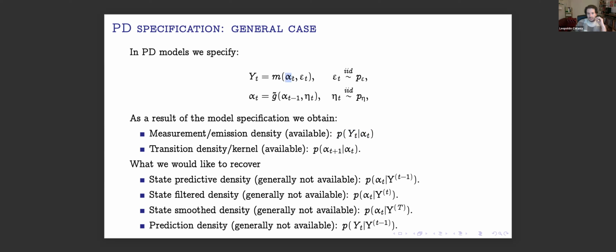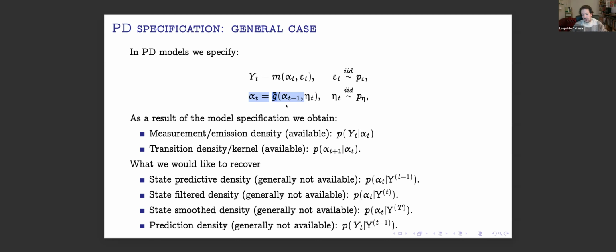If we condition on alpha t, m is a known deterministic function. Knowing the law of epsilon, we recover the law of y t given alpha t. And then we also have the transition density, available immediately by the specification of this transition equation.